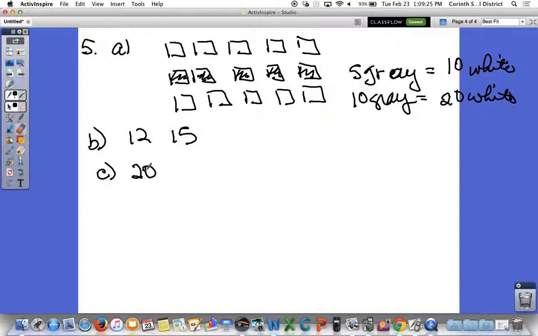Now, on D part, another pattern has a total of 18 squares. How many grays does it have? 6. So if it's got 18, that means that it's got 1, 2, 3, 4, 5, 6, but 3 times. So 6 grays and 12 whites. Okay, any questions on number 5?